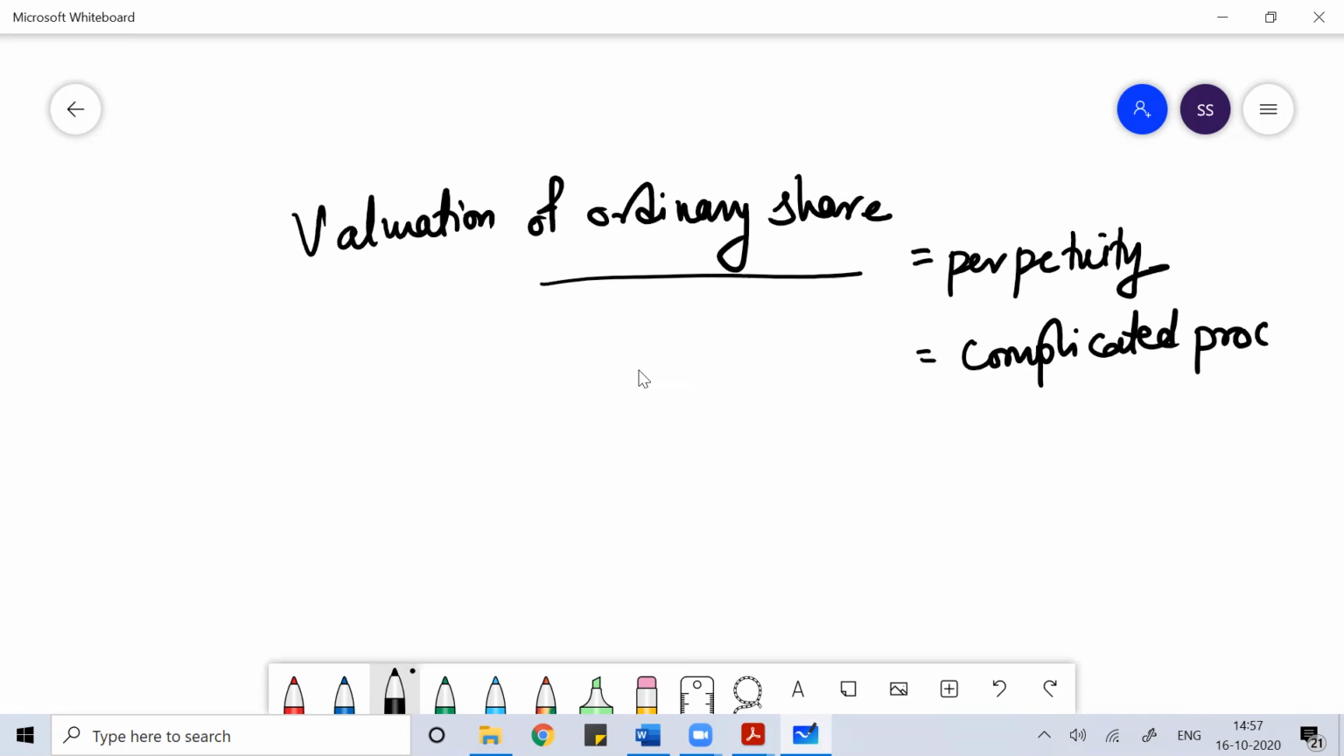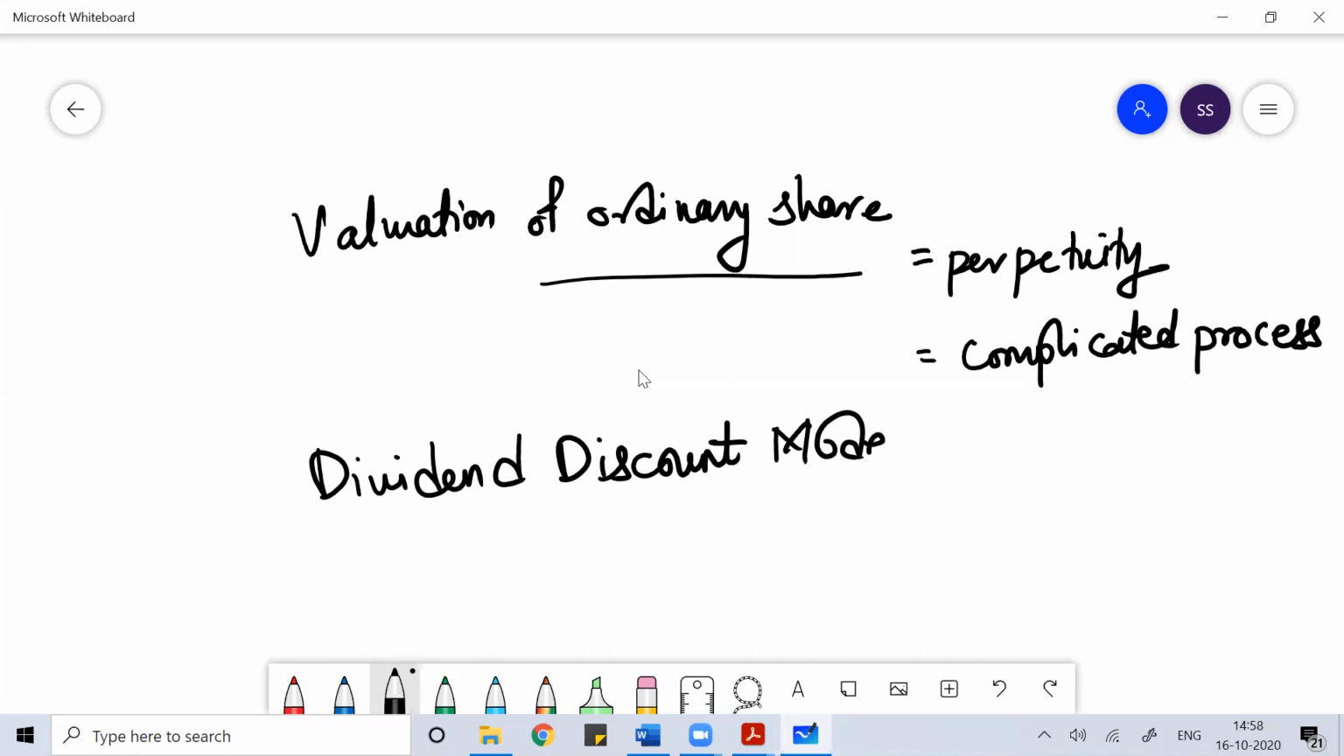Whenever we talk about the valuation of an ordinary share, we need to keep in mind what form of model we can use to do the valuation. One of the models which is very common is the dividend discount model. So we use the dividend discount model to talk about the valuation of an ordinary share.